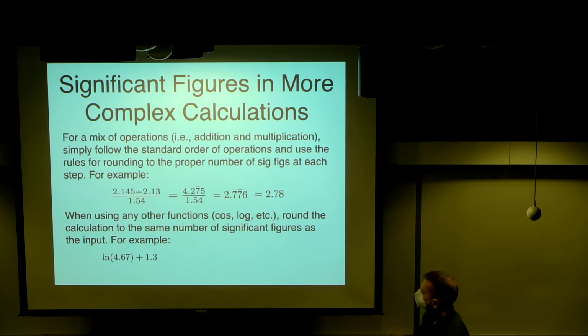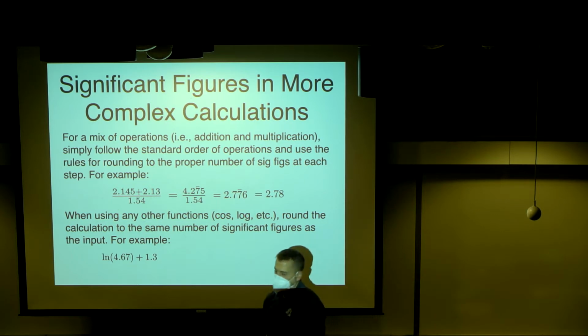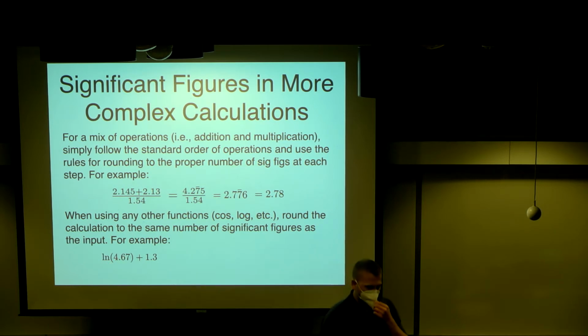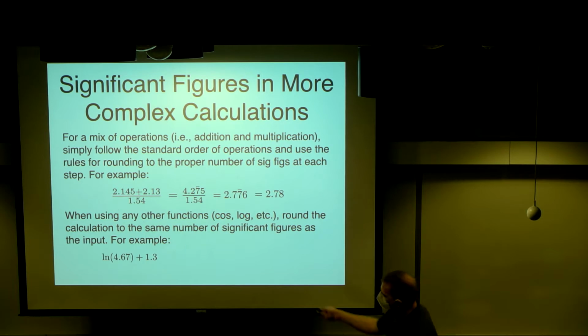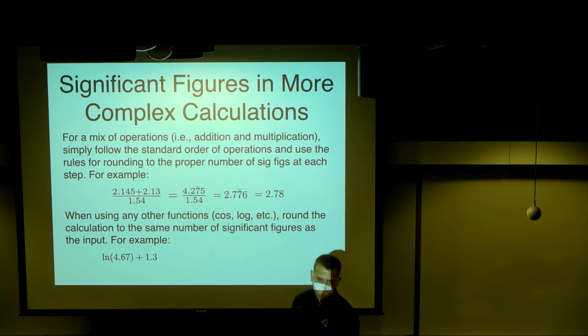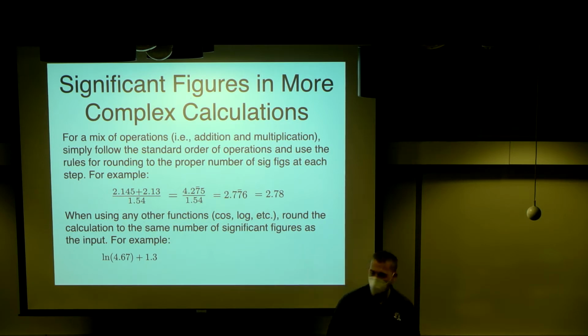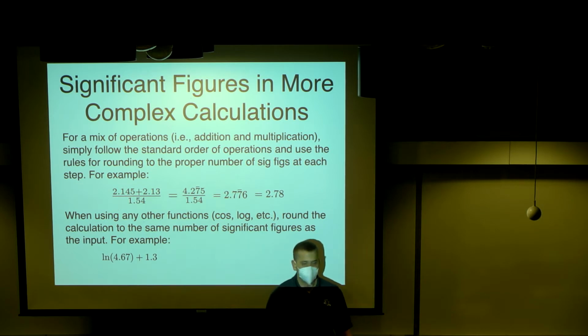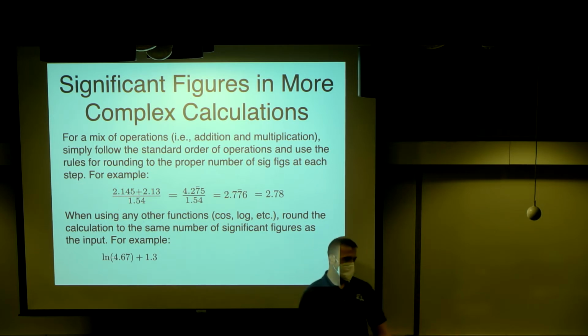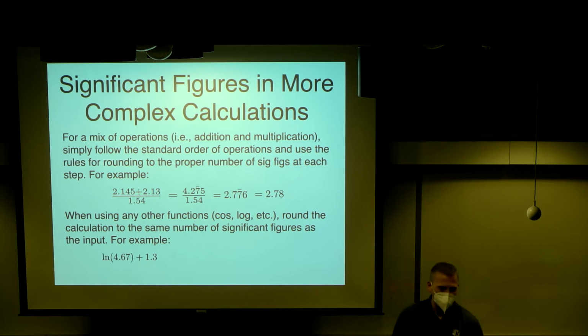Okay, let's do another example where we have the natural log function. When you deal with these types of functions, where you're plugging some number into it, like plugging in 4.67 into the natural log function, as we see here, just take the output, the result of that, to have the same number of sig figs as what you put in. So if I put in something with 3 sig figs, I'm getting something out with 3 sig figs, okay?